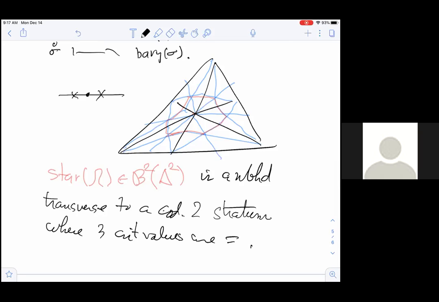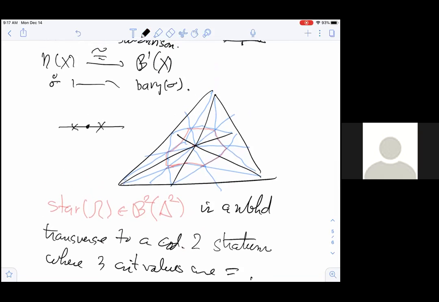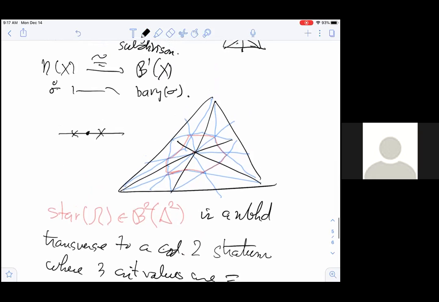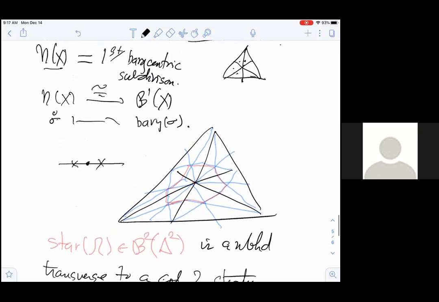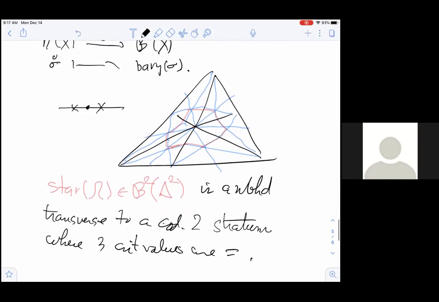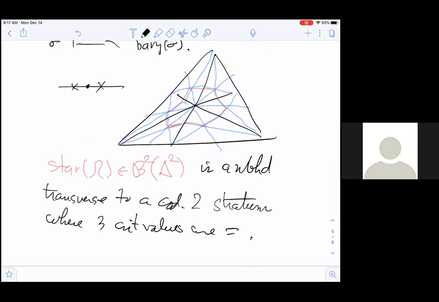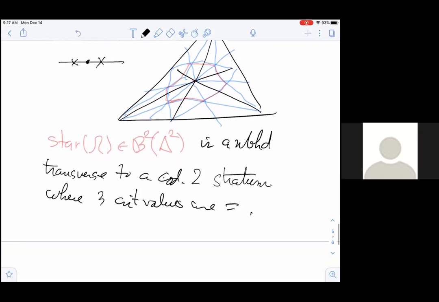Okay. So we saw the stratification was a neighborhood of the star of the barycenter in the first barycentric subdivision. That's what the stratification looked like. It's a simplicial stratification. So the nerve of that stratification is identified with the barycenter of the barycenter, the second barycentric subdivision. So this is what the structure of this nerve transverse to a codimension 2 stratum looks like, or the neighborhood of the point represented by the codimension 2 stratum.